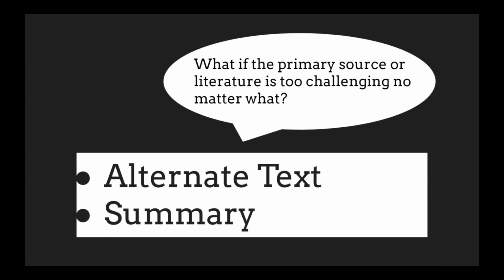So what we can do is we can chunk the primary source in different sections, and after each section, we can provide a short summary of the information contained in that previous section to make it more accessible for our English learners. Okay, now let's look at a sample modified student interaction.